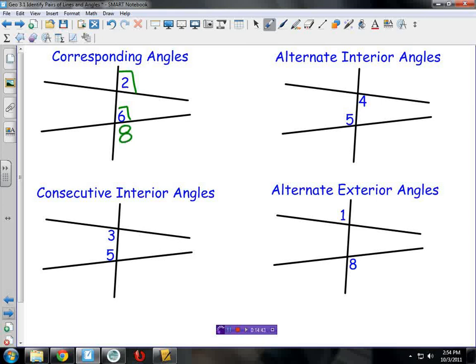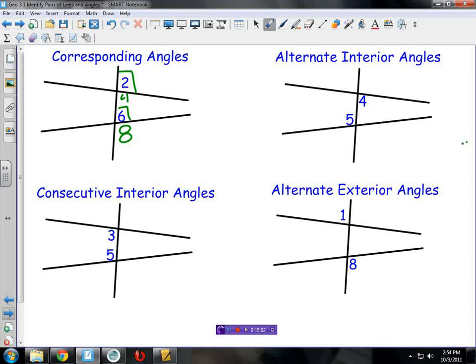Which angle would be corresponding to angle 8? 4, right? Because it's the one right here, because they're both bottom right. And so on with the other ones.